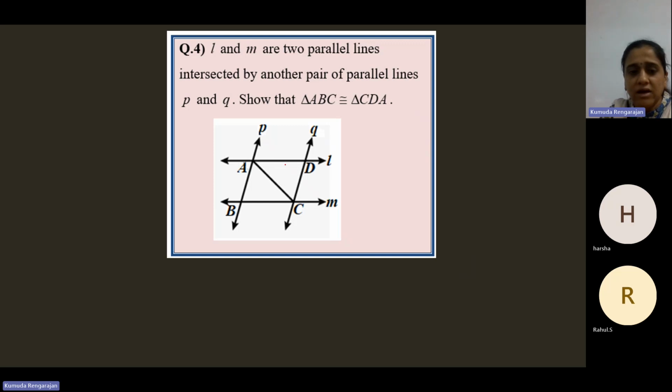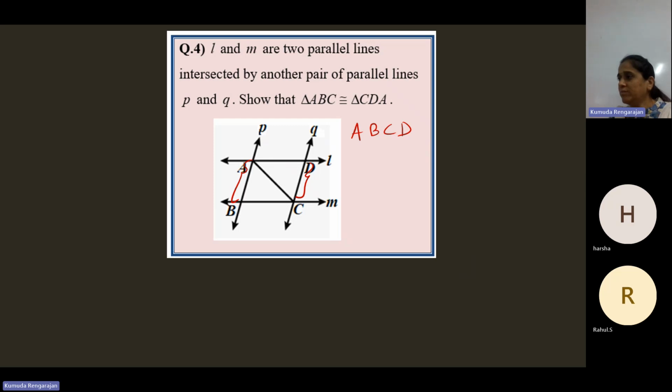L is parallel to M, right? And what is AD? It's a part of L. What is BC? It's a part of M. If L is parallel to M, AD is parallel to BC, right? Similarly, P is parallel to Q. What is AB? It's a part of P. And what is DC? It's a part of Q. So if P is parallel to Q, AB is parallel to DC. So you can see that in quadrilateral ABCD, both pairs of opposite sides are parallel. So ABCD is a parallelogram.